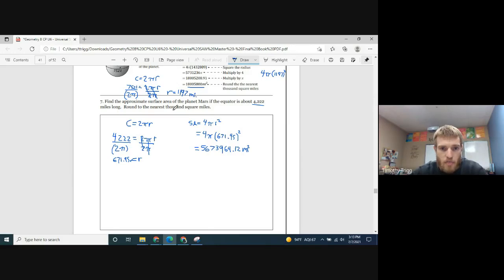Now it says round to the nearest 1,000 square mile. The 1,000 place, that's where this 3 is. So I want to round to this 3 here. This 3 would round up because of that 9. So this would be 5, 6, 7. This 3 rounds up to a 4. Then everything else becomes a 0 behind it. Put a couple commas here. So 5,674,000 square miles. And this is your surface area.